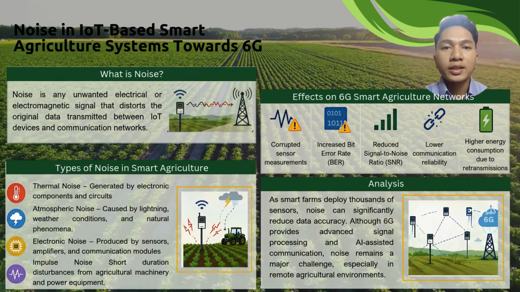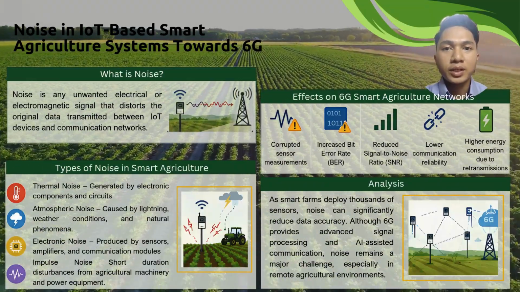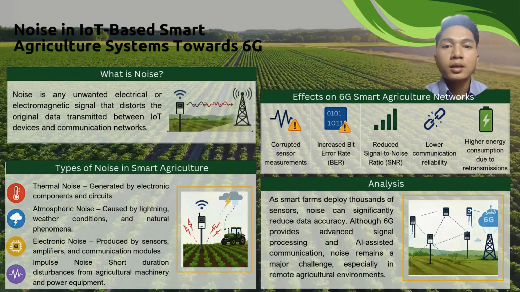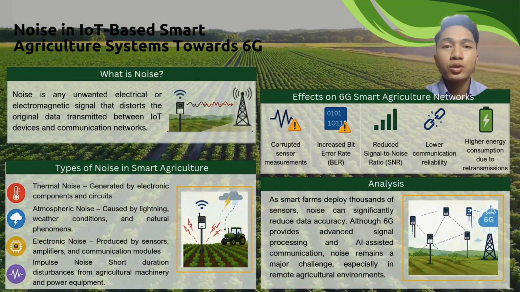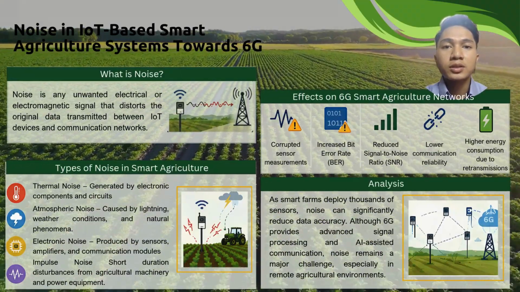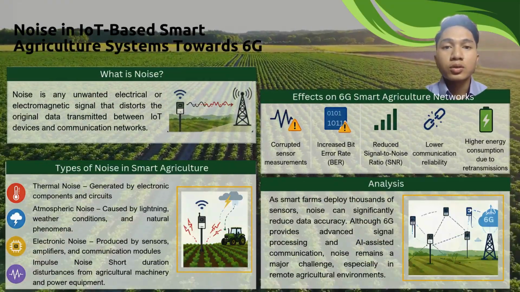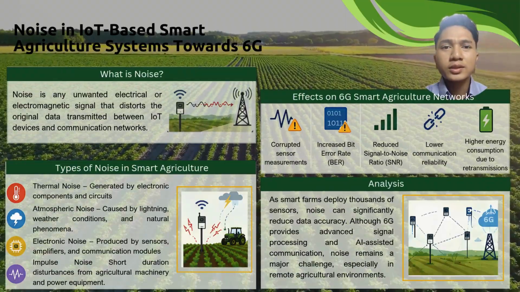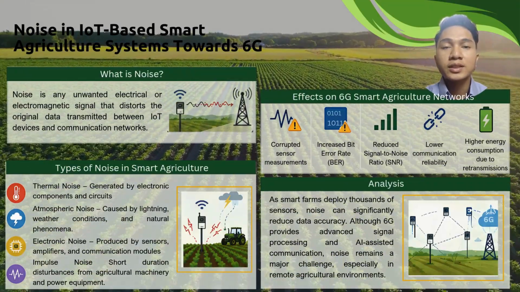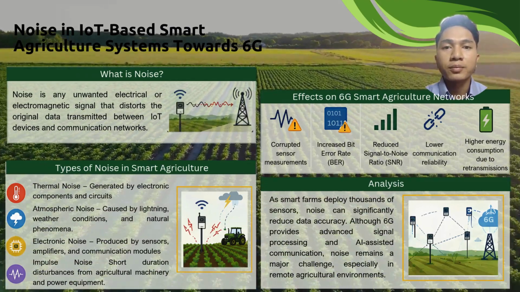The presence of noise can negatively affect 6G smart agriculture networks. It may cause corrupt sensor measurements, increase the bit error rate, reduce the signal-to-noise ratio, lower communication reliability, and increase energy consumption due to retransmission. In conclusion, although 6G offers advanced communication capabilities, noise remains a significant challenge that can reduce data accuracy and system performance in smart farming environments.